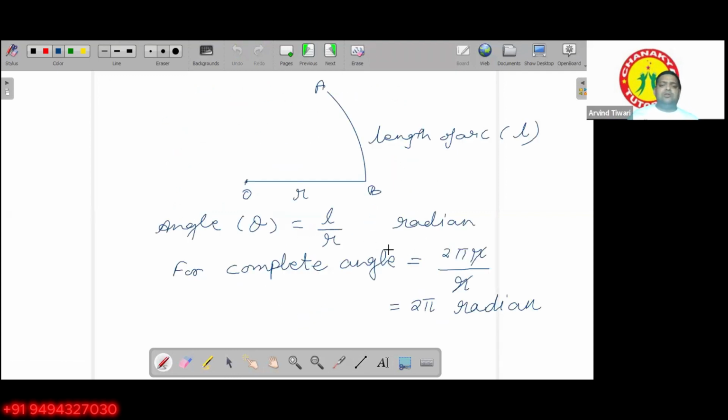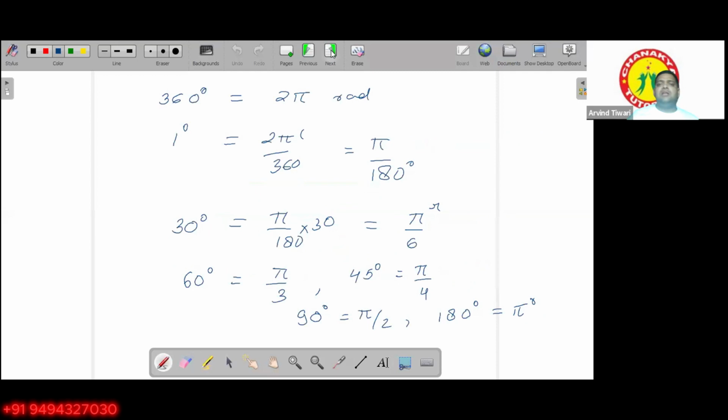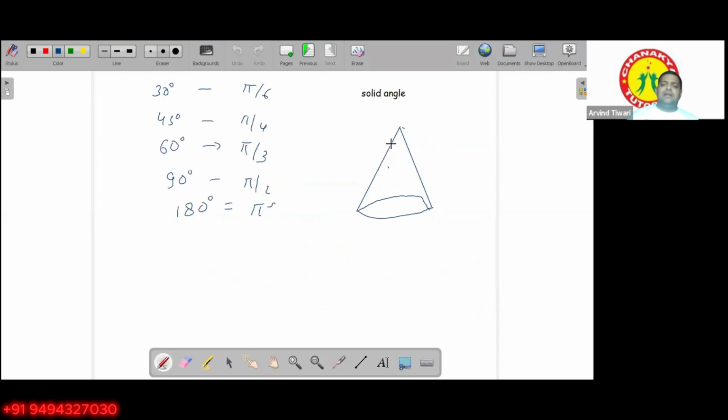The same way as we defined the plane angle, that it is given by the length of arc divided by radius, in the same way solid angle measurement is also defined. Let this be the solid angle theta, also called steradian. So the solid angle will be measured in steradian.